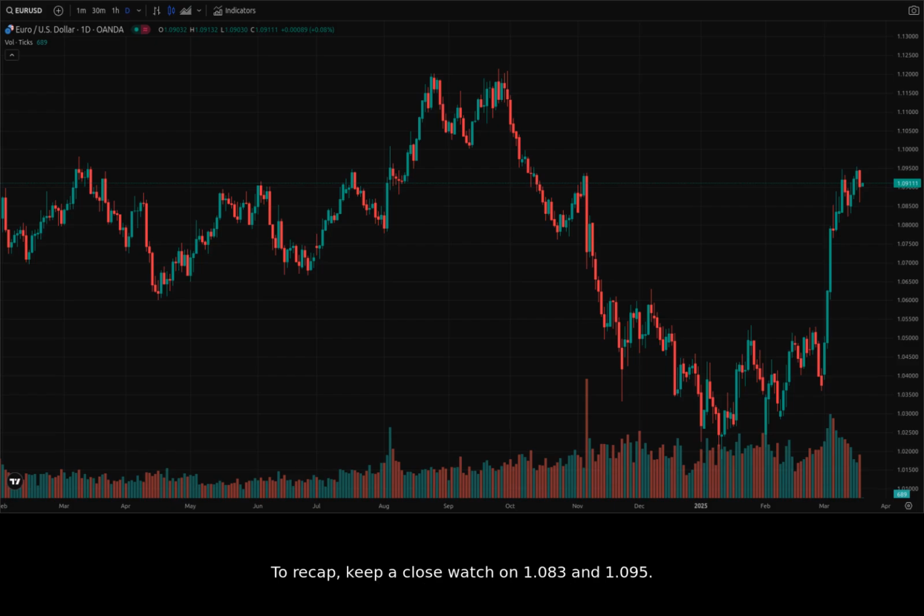To recap, keep a close watch on 1.083 and 1.095. A breakdown of the former could lead to a bearish trend, possibly testing 1.07. A break above the latter could signal a bullish move towards 1.10. In the short term, watch the immediate support and resistance forming around the 1.092 level.